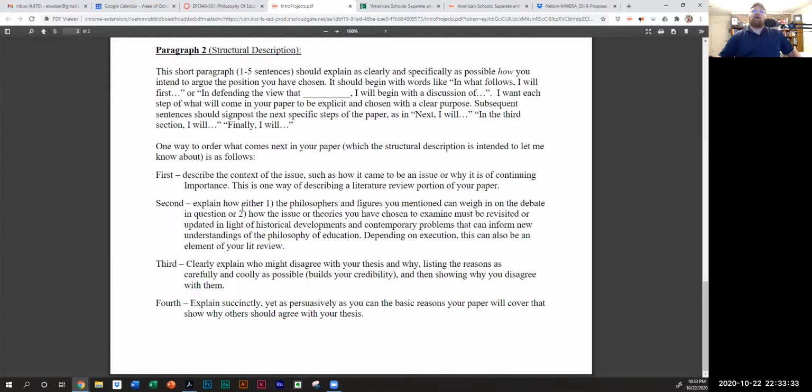Second, explain how either, number 1, the philosophers and figures you mentioned can weigh in on the debate in question valuably, like teach us something, right? Or 2, show how the issue you're talking about or theories you've chosen to examine must be revisited or updated in light of historical developments and contemporary problems that can inform new understandings of the philosophy of education or ethics and educational decision-making and so forth. So what would be a way you could update these things? Well, for instance, in hospitals and in medical ethics care, medical ethical education, right?